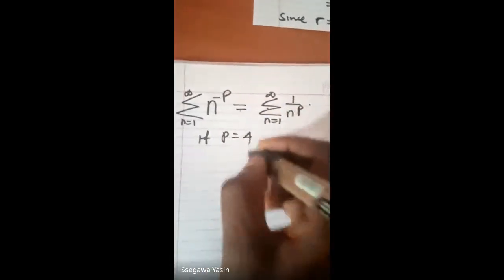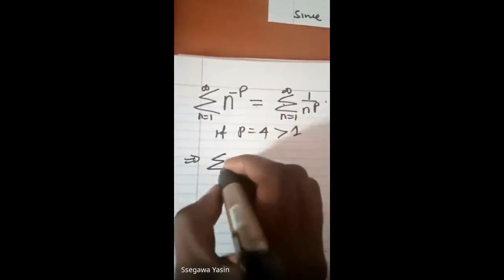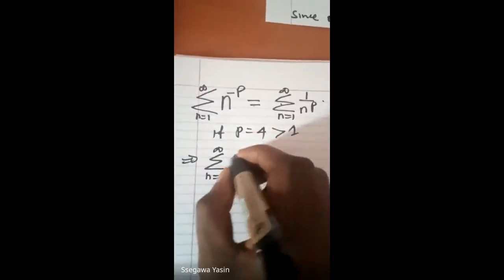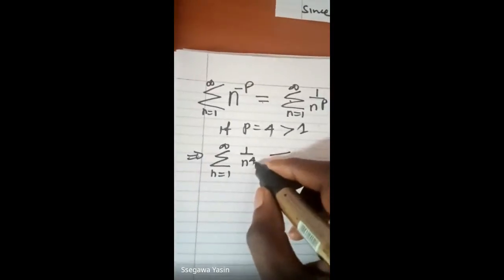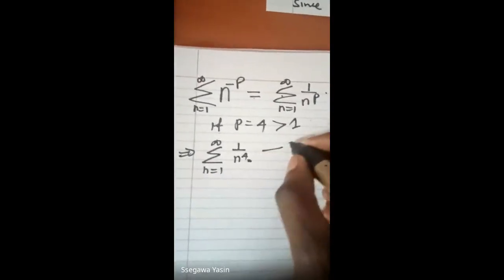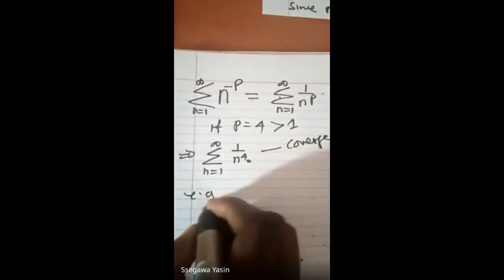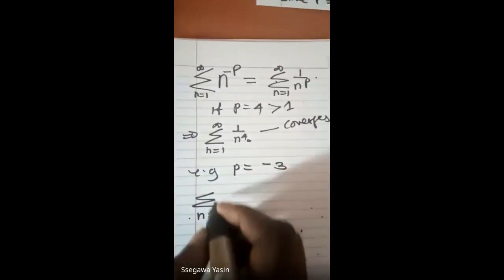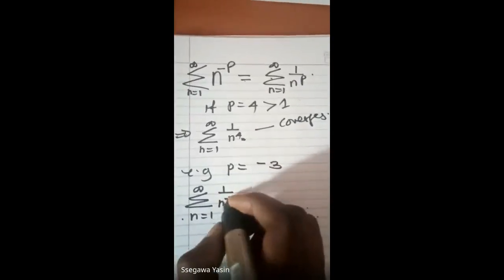Now, for example, if p is equal to 4, it is already greater than 1. Then our expression will be the sum from n equals 1 to infinity of 1 over n to power 4. Because p is greater than 1, this series converges. But you may have a situation where p is equal to negative 3, and then the sum will be from 1 to infinity of 1 over n to power negative 3.